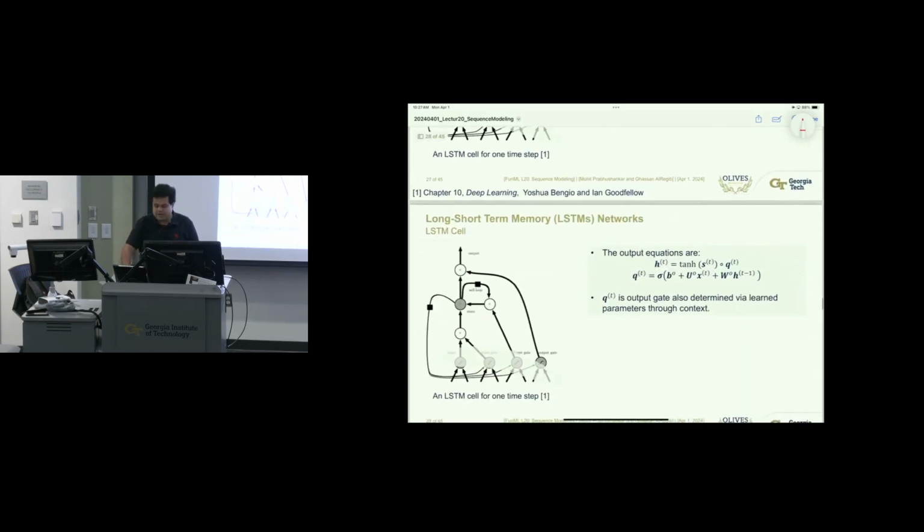All right. The output that we'll be looking at is a little bit more straightforward, which is Q of T. This gate is going to be, again, very similar. Your sigma, which is your nonlinearity, B naught, which is your bias, U X of T, W H of T minus 1 is going to be the output gate in this particular case. And again, you're going to be using gradient descent to update the output gate as well.